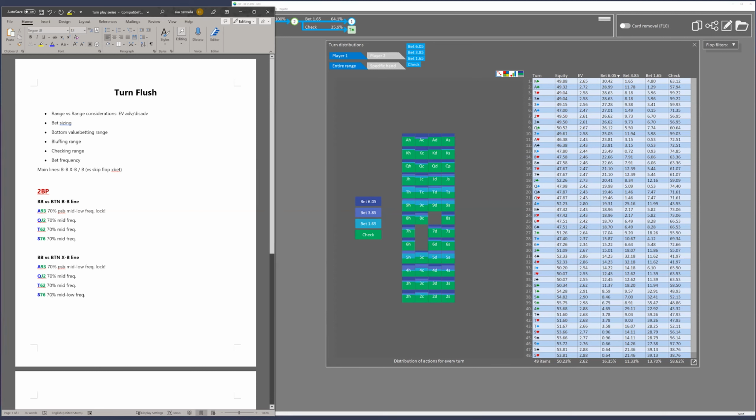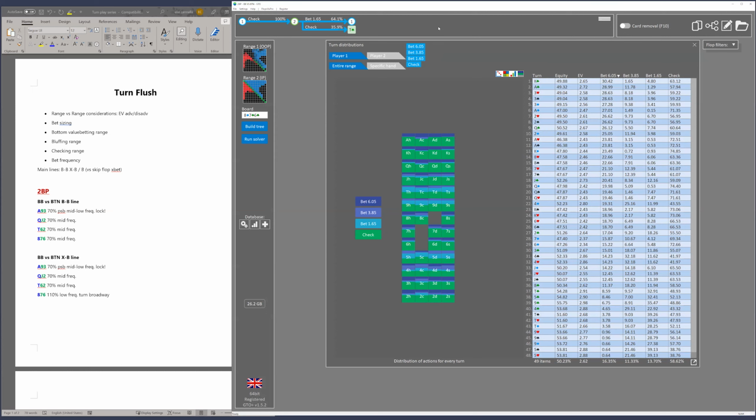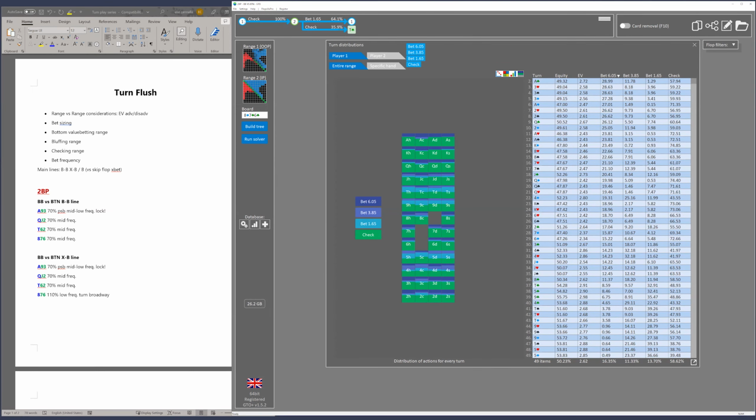Actually, this is 110, it can even be 120 there. Low frequency, turn Broadway. Why? Because it's a very good turn to reduce the combos, these combos.